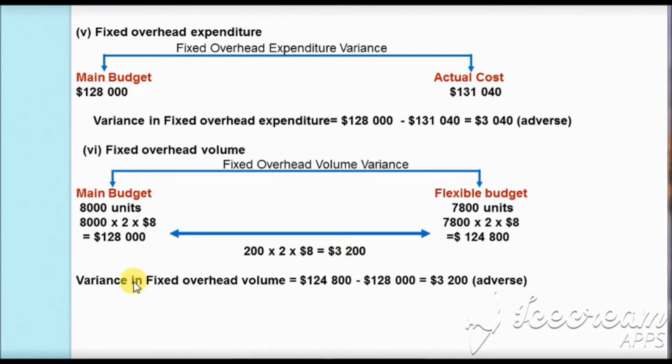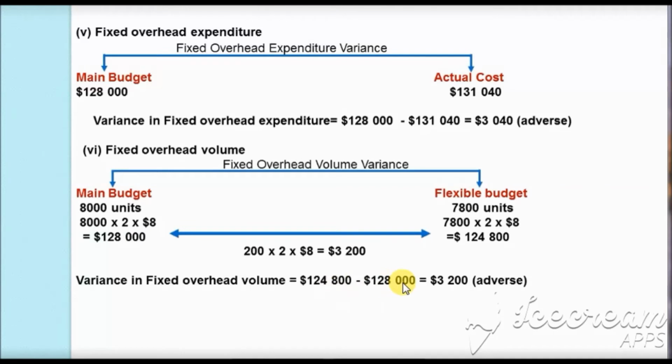So when we calculate the variance in fixed overhead volume, we will take the value which we have calculated during the first or A bit of the question, where we made the flexible budget, and we take the value from the flexible budget for the fixed overhead and we will mention it, and from there we will subtract the value which was given in the question for the fixed overhead for 8,000 units, which was stated in the information in the A bit of the question.